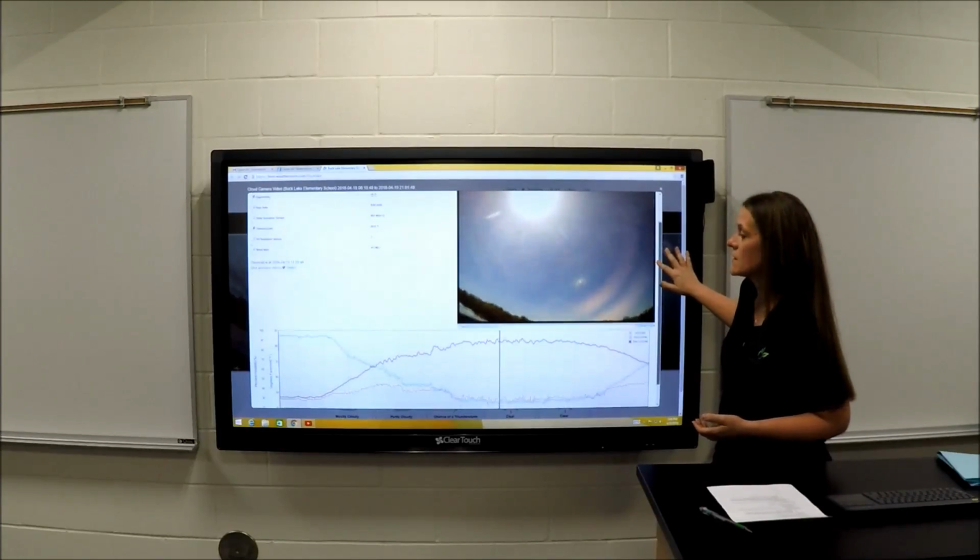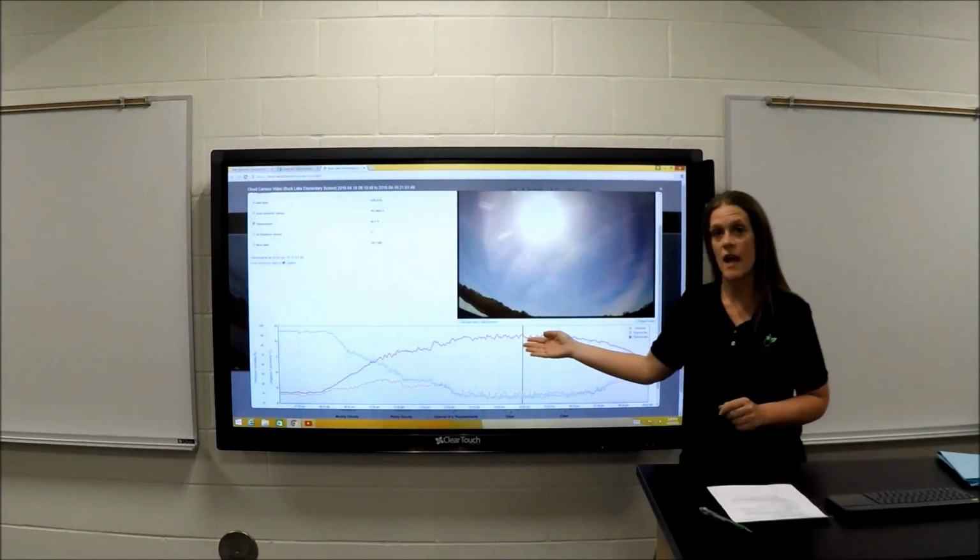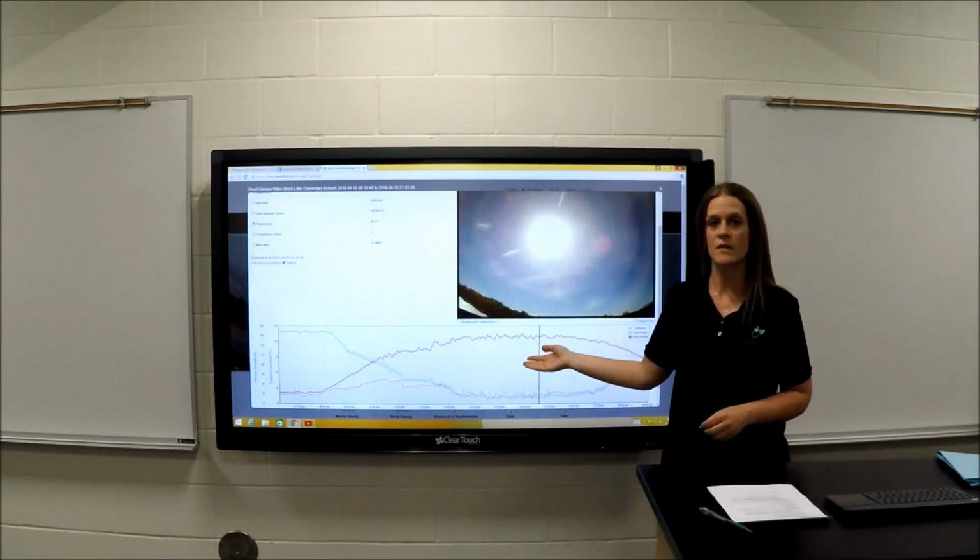And as the day progresses, we can see temperature rises throughout the day, and once sunset comes along, we can actually see the temperature start to decrease.